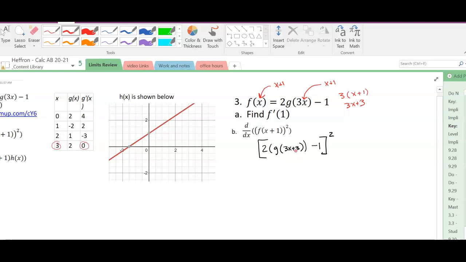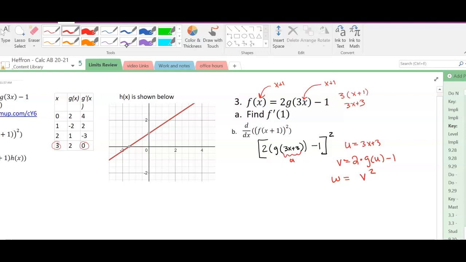So I've written this all down here: 2g of 3x plus 3 minus 1, all squared. Well, as I look at this function, I would think, hey, my u is really 3x plus 3. That's the very inside thing. V I would call 2 times g of u minus 1. Now you could have said v was just g of u, but this is going to end up with the same thing, and it saves one step. And then w is equal to v squared.